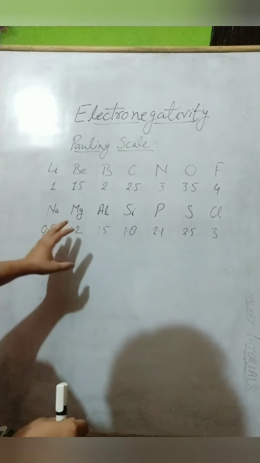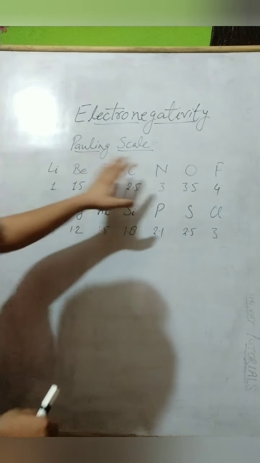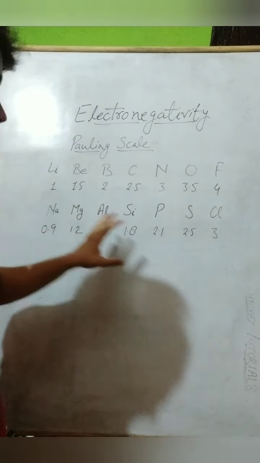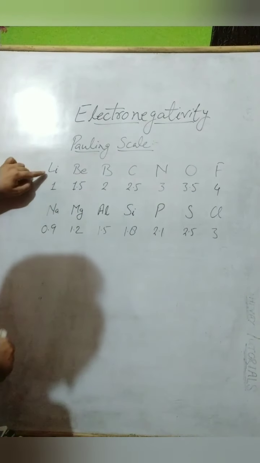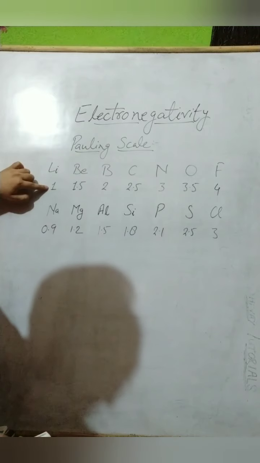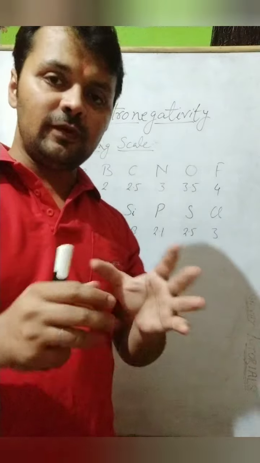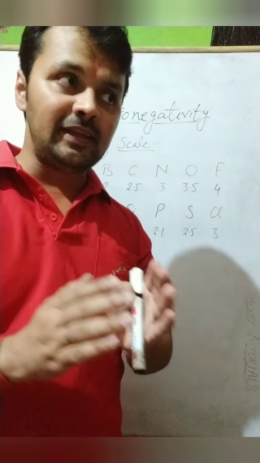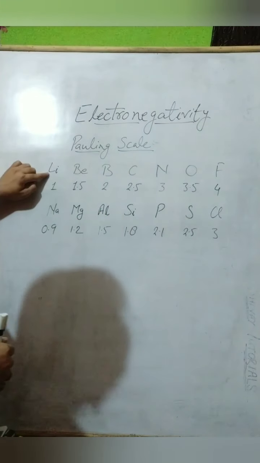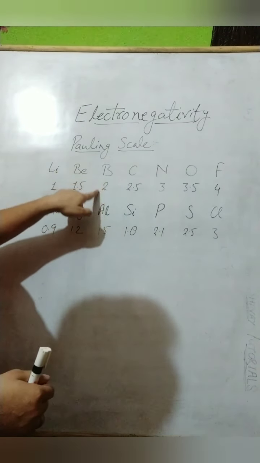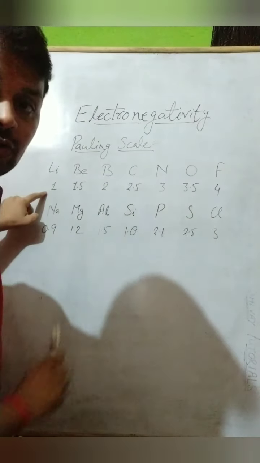Now I have taken the example of Pauling scale values of period 2 and period 3 elements. We will discuss the trend of electronegativity on the basis of these values. You can see lithium has an electronegativity value of 1. There is no unit for it. It is calculated according to the presence of the atom in a molecule. So in a molecule, lithium has value 1, beryllium 1.5, then 2, 2.5, 3, 3.5, and 4. You can see there is a gradual change in the electronegativity.